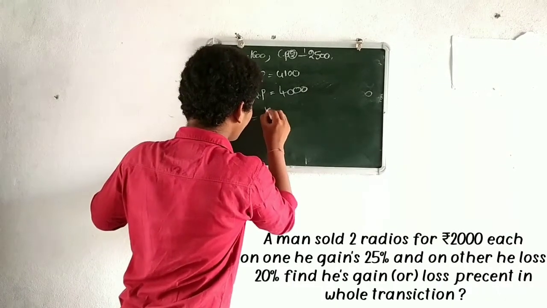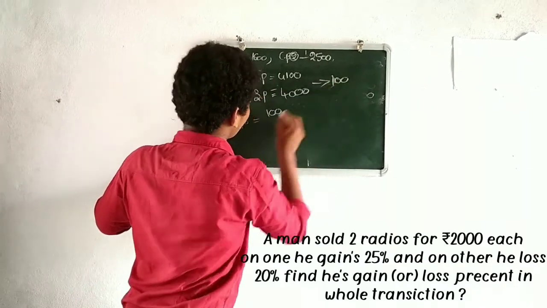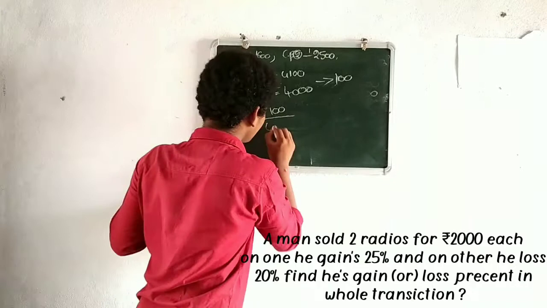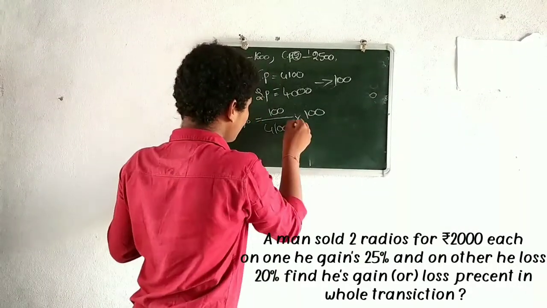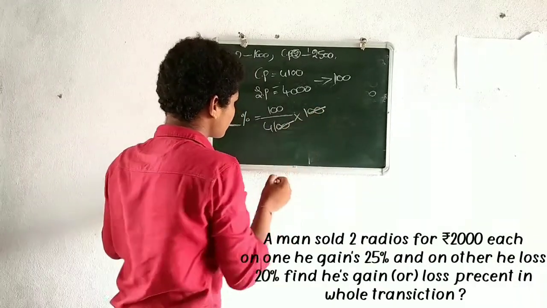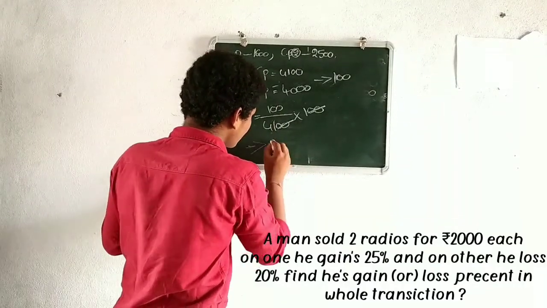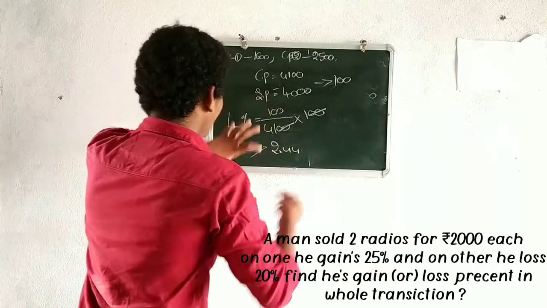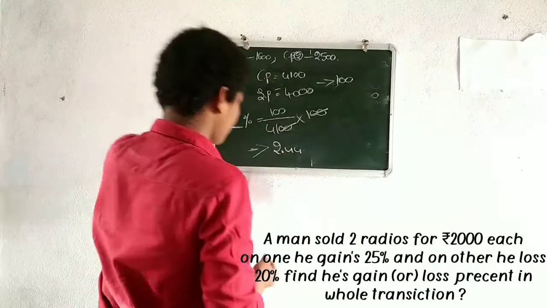Loss percentage: the loss is 100, divided by the cost price 4100, into 100. Simply cut the 2 zeros and we have 100 into 400 over 4100. Approximately we will get 2.44. If you have any doubt, you can divide here. Okay, this is our third problem.